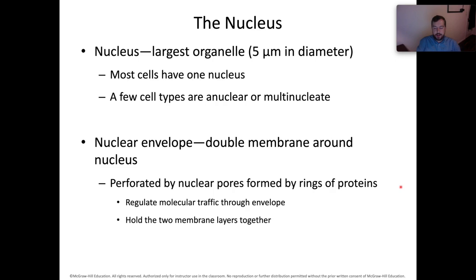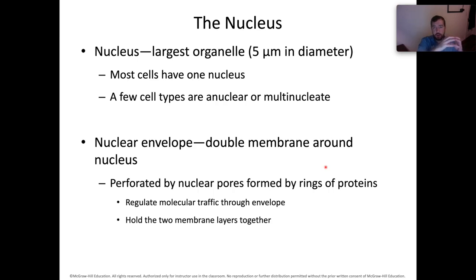It's usually the big, darkly stained dot in the middle. Most cells have one nucleus, but some things, like skeletal muscle, for example, can have multiple nuclei. The nuclear envelope is another double membrane. So you have a double membrane around the cell, and then you have a double membrane around the nucleus that has different pores, just like the cell membrane does, to regulate what kind of traffic goes through the envelope.